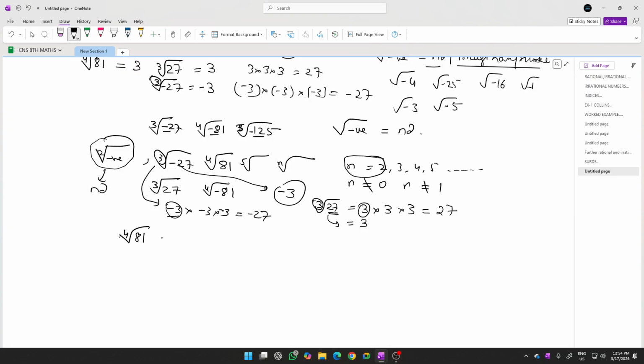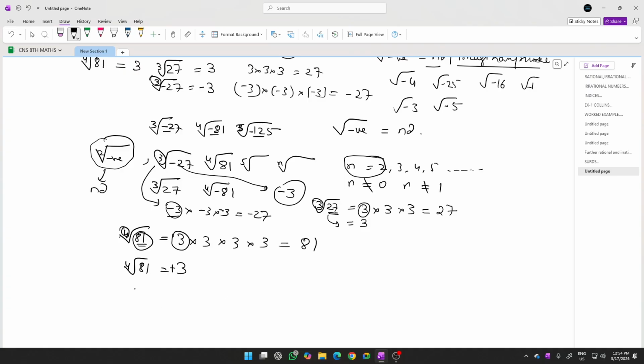4th root of 81. 4th root of 81 means what? Think of a number which, when multiplied 4 times, the same number, not different numbers, should give you 81. So the number 3 comes to my mind. 3, 3, 3, 3. If I multiply 4 times, I am getting the answer 81. Therefore, 4th root of 81 can be written as this number which you multiplied 4 times. So 4th root of 81 will be plus 3.